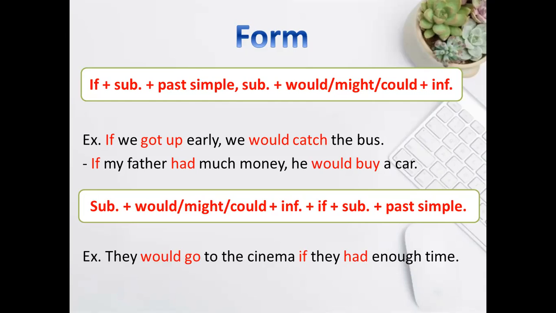So if they had, here I assume the opposite. In the second conditional, I assume the opposite. If they had enough time, but they don't have enough time, but I say if they had enough time, they would go to the cinema. I would win the first prize if I ran quickly. If I ran quickly, I would win the first prize.